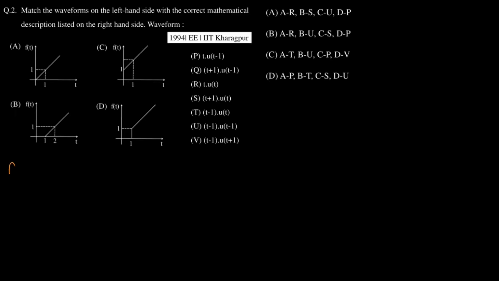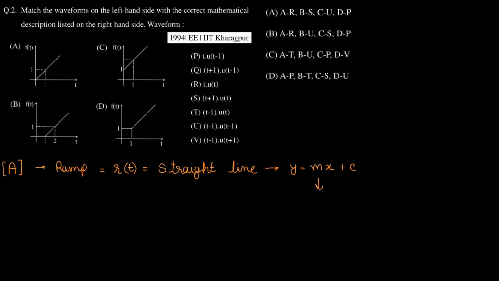Now coming to A, that is quite simple because it is just a ramp function. Now ramp is basically given as r of t, but here r of t is not in our option. Every option is based on the unit step signal. By seeing the graph, we can say that the waveform is basically a straight line, and every straight line can be written in the form y equals mx plus c, where m is the slope of the line and c is the intercept of the y-axis. This is very important because some people get confused between the intercept of the y-axis and the intercept of the x-axis.